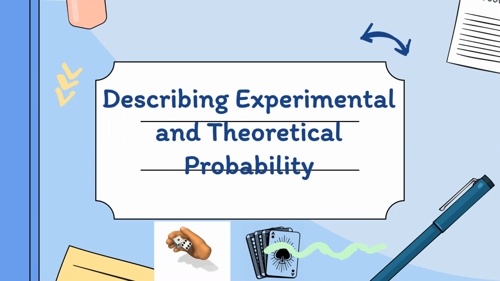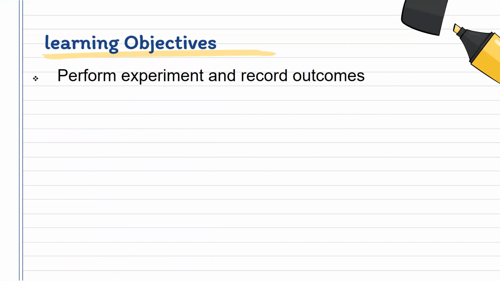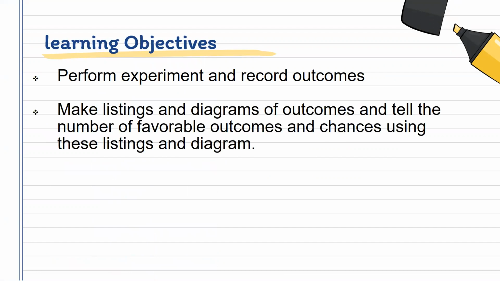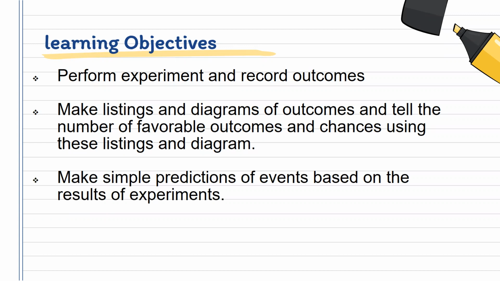So our lesson for today is about describing experimental and theoretical probability. Before we start with our lesson, let us first see our learning objectives. Number one, perform experiment and record outcomes. Number two, make listing and diagrams of outcomes and tell the number of favorable outcomes and chances using this listing and diagram. Number three, make simple prediction of events based on the result of experiments.